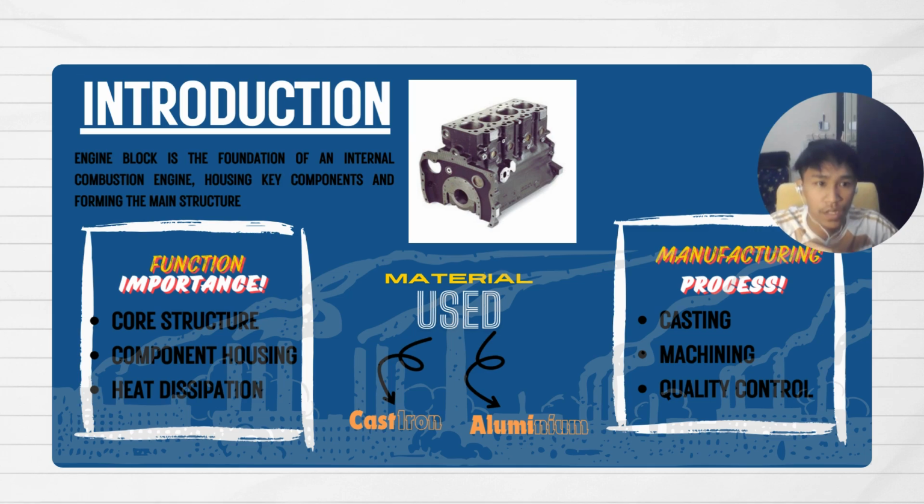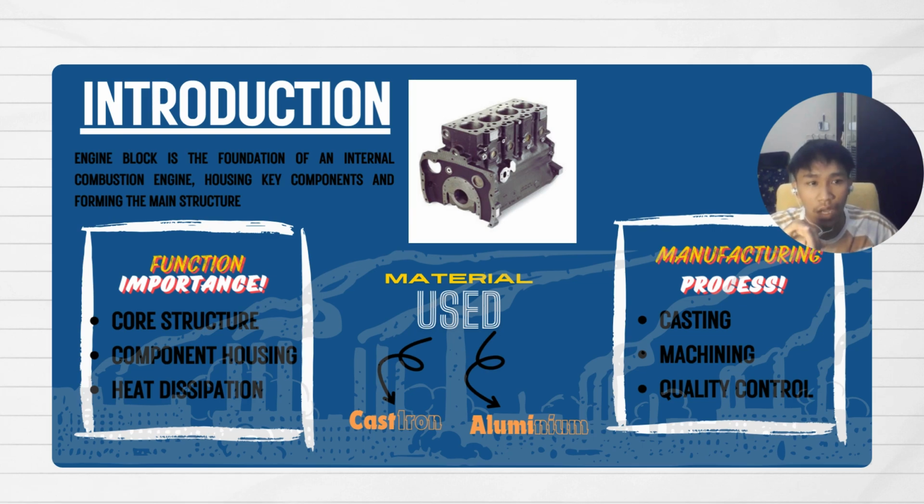So the first material used is cast iron. So traditionally, engine blocks were made from cast iron due to its strength and durability. So it is still used in many applications but has been largely replaced in modern engines.